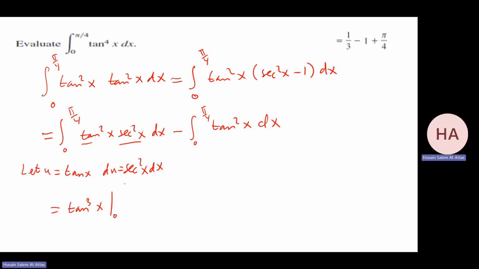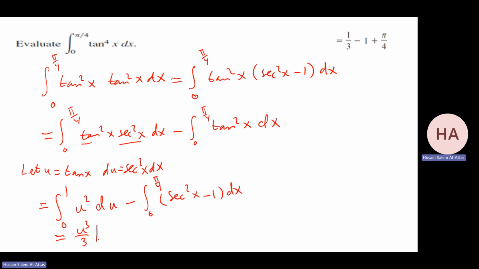Tan cubed from 0 to pi over 4. Tan cubed over 3. Clear? Let me do it in steps. I let u equal tan. That will be the integral of what? Tan 0 is 0, tan pi over 4 is 1. So u square du. Minus this one. How to do it? I can write it as secant square x minus 1 dx. So that will be u cubed over 3 from 0 to 1.